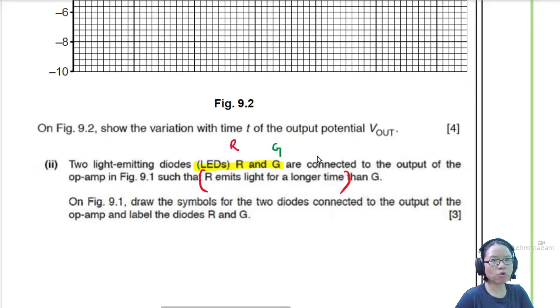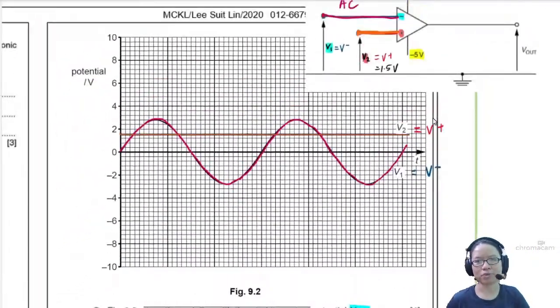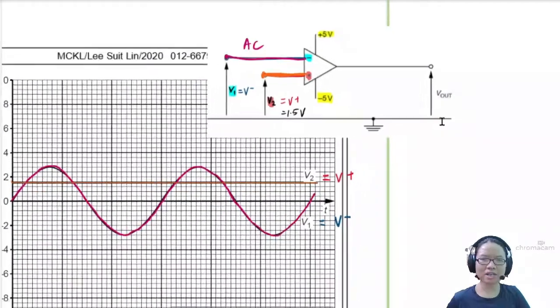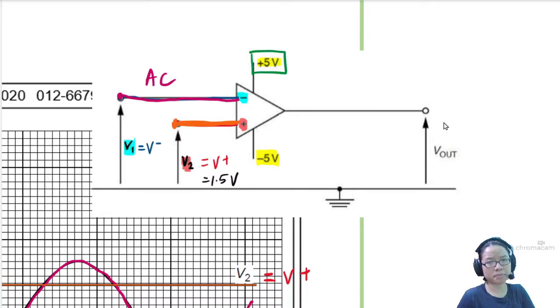Let's think about how we draw your V out. Look at this oscillating one. Let's go. So let's think about V out first. I'm going to look at this V out here. A few things about the V out that you should know: this V out is bounded by the supply, so you only have two options, plus or minus 5 volt.